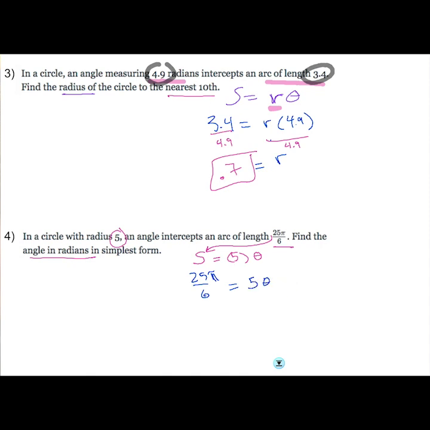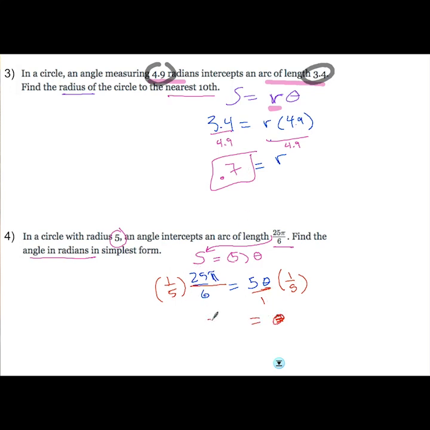Divide both sides by 5. Or here's a better thing to think about. Instead of dividing both sides by 5, because this is my variable here, pi is not a variable, I'm going to multiply both sides by 1/5. We talked about that earlier this year. So 5 theta times 1/5 is just theta. Those cancel out. So that's why I multiply each side by 1/5.